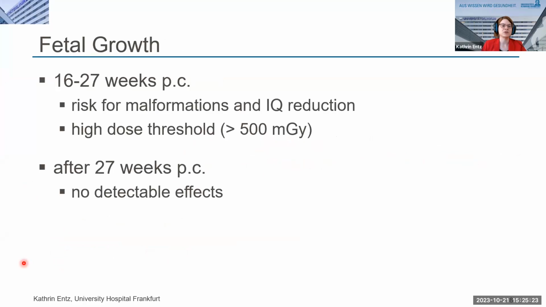Then we have the fetal growth phase. It's already a bit later in the pregnancy, and that's where the child is already more robust. You still have the risk for malformations and IQ reduction, but at a quite high dose threshold, so above 500 milligrams. That's hard to reach when we're just talking about diagnostic imaging. And then in the very late stage in the pregnancy, after 27 weeks, there were actually no detectable effects.